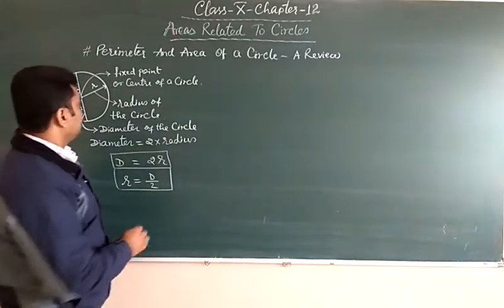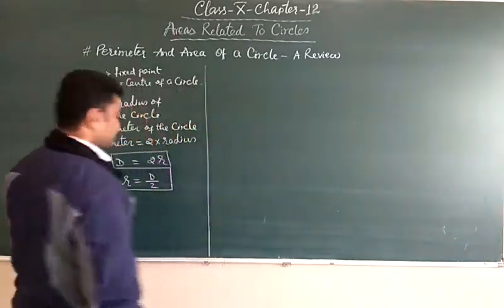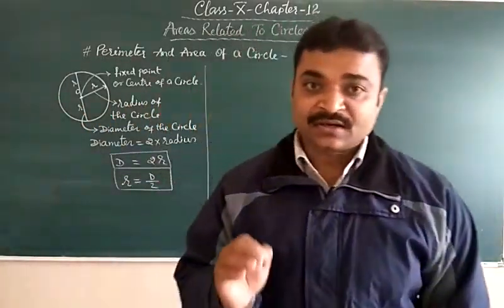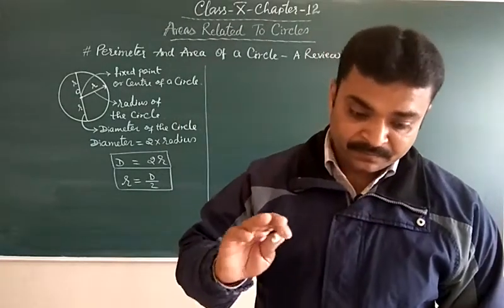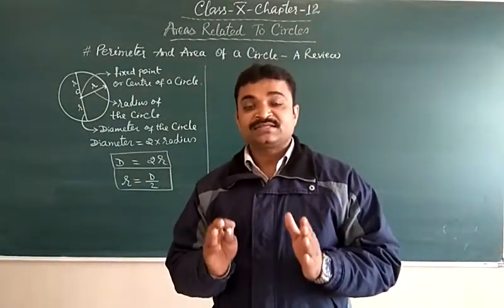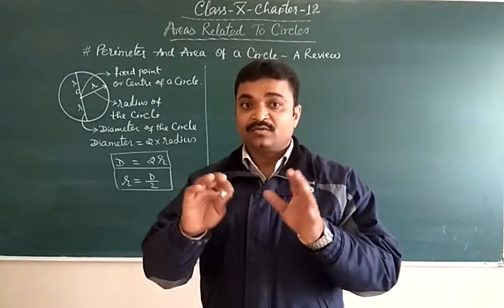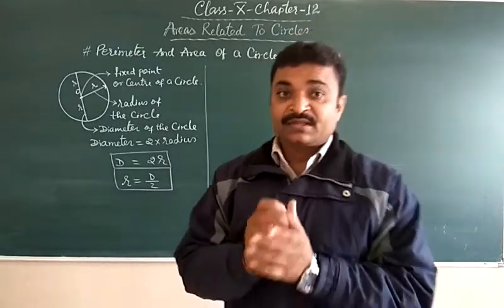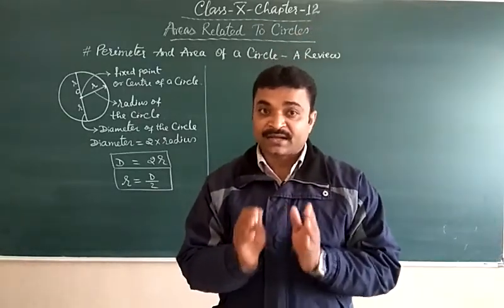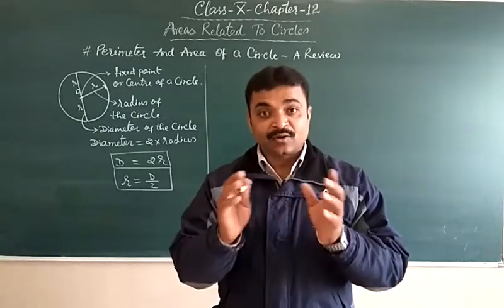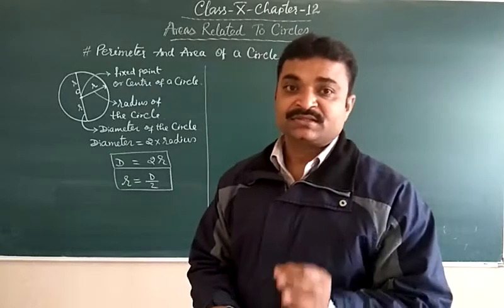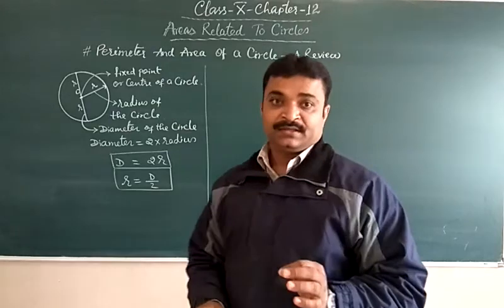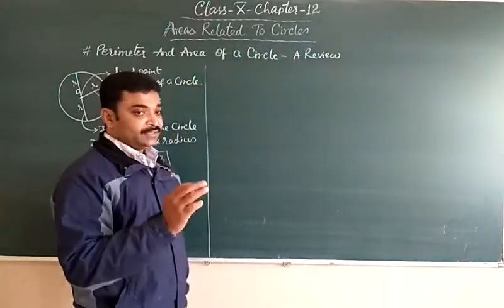Clear? Now, what is circumference? The distance covered by traveling once around a circle is called its circumference, and generally we denote it by C. Clear?